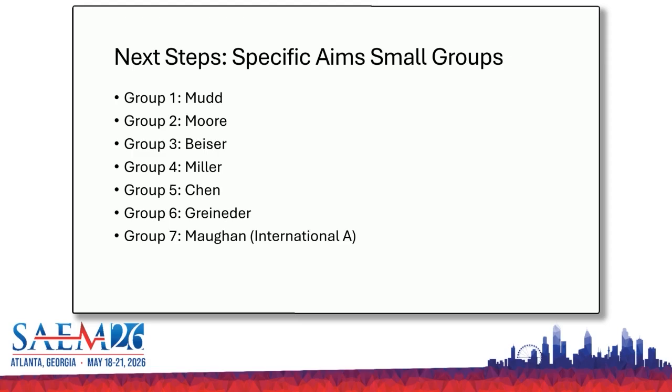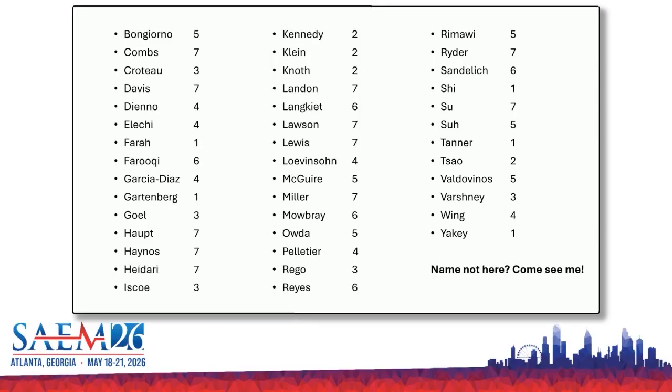So we have 6 tables in here. There are going to be 7 groups. I'm going to take the 7th group to International A, but if the faculty want to look and see what number they are, this is table 1, 2, 3, 4, 5, 6 in the back. And then all the participants, I believe, whose names I had from SAEM are here, and I made them as tiny as possible, so you could not see them. If your name is not on here, come find me. We'll get you into a group.